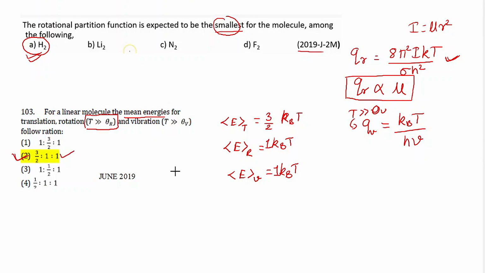So 3/2, 1:1 is the correct answer for this particular problem. Clear? Very simple, very easy. All you need to know is the average energies.